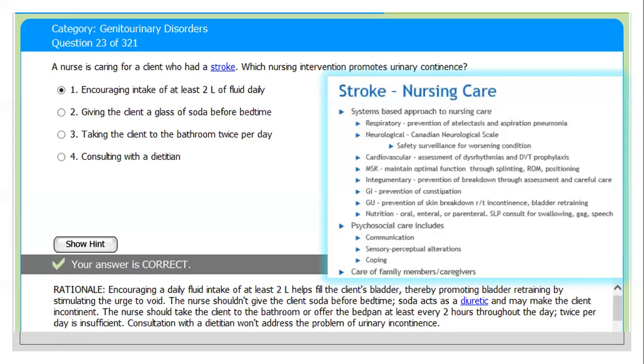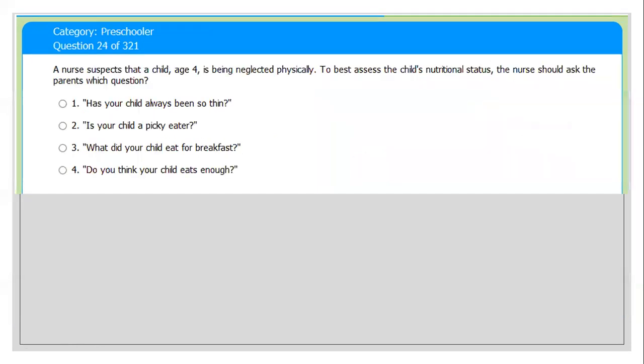So, next question here. A nurse suspects that a child, age 4, is being physically neglected. To best assess the child's nutritional status, the nurse should ask the parents which question?